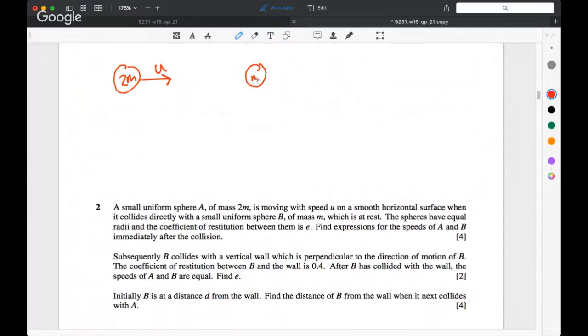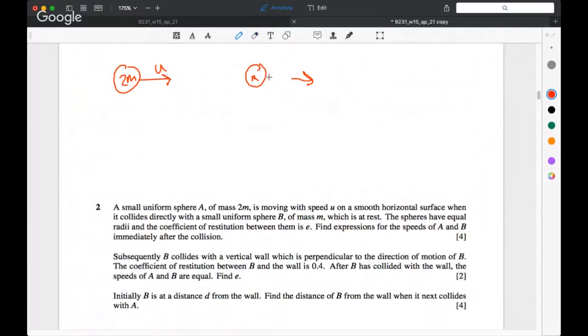The spheres have equal radii. All that means is that when they collide together, they're going to collide with their centers of mass in line with each other, which means that all of the velocity will be in this sort of direction. It's not going to be at a downwards angle or an upwards angle, which would be the case if they were different sizes. So that's a little point there, if that might have confused you.